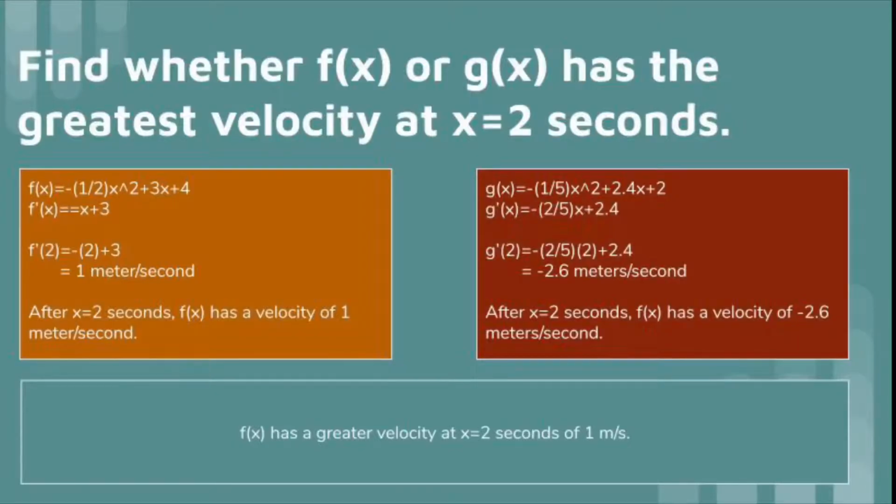Here are some questions from our viewers at home. Find whether f of x or g of x has the greatest velocity at x equals 2 seconds. To solve this question, we must use the velocity equations we found before, the derivatives of the position, and plug in 2 for x. After that, we can see that f of x has the greater velocity at x equals 2 seconds.